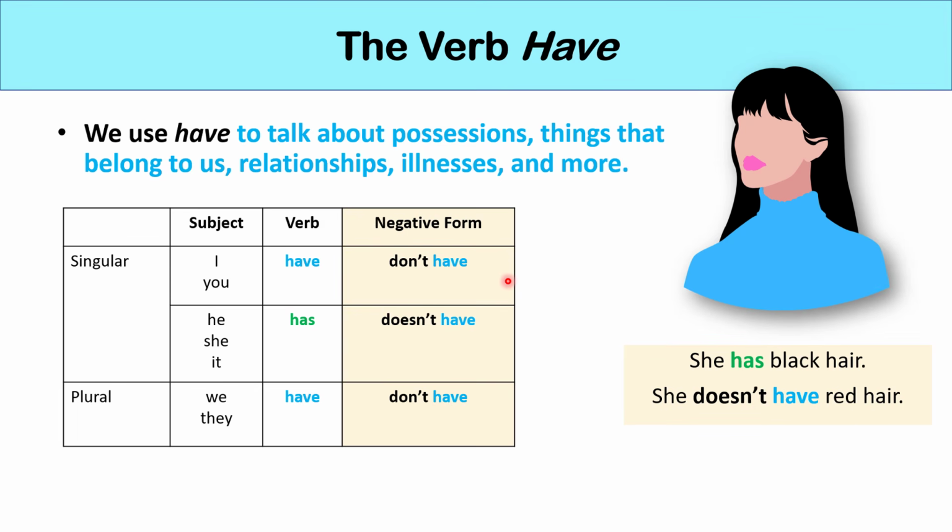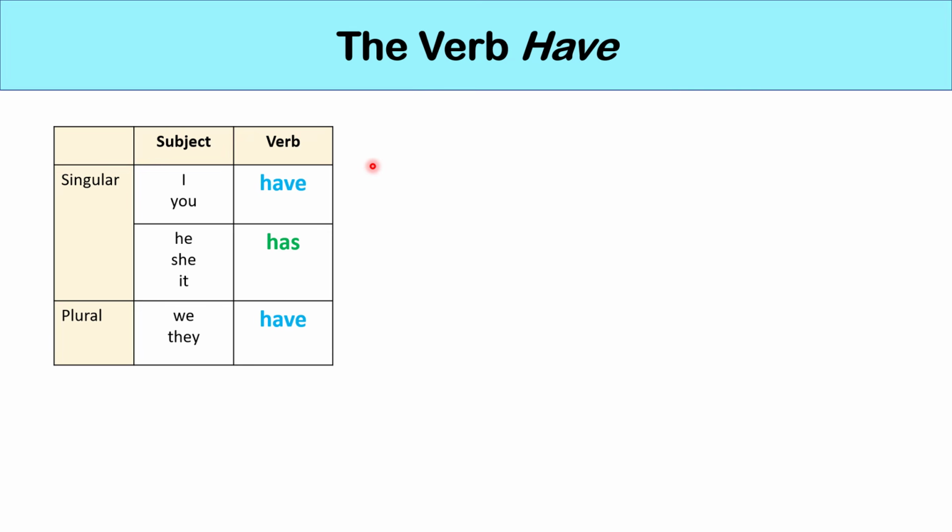I'm going to teach you when we use have and when we use has. When we use the verb have in the present tense, we have to conjugate it differently depending on the subject. We say, I have, you have, we have, they have. However, with he, she, and it, we say he has, she has, it has.